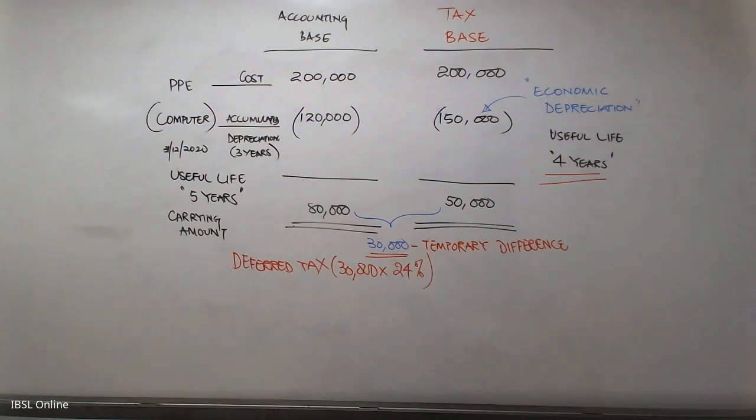Okay, so what does it mean? Income tax will be computed based on the guidelines issued by the Inland Revenue Department. On top of that, when you follow those guidelines, there may be situations where there is a temporary difference between the accounting base and the tax base. So whenever there are differences of that kind, for those temporary differences, you have to provide deferred tax at the rate of prevailing income tax rates. So in this example, I have taken this 30,000 as the temporary difference, and 24% on that 30,000 will be considered as deferred tax.